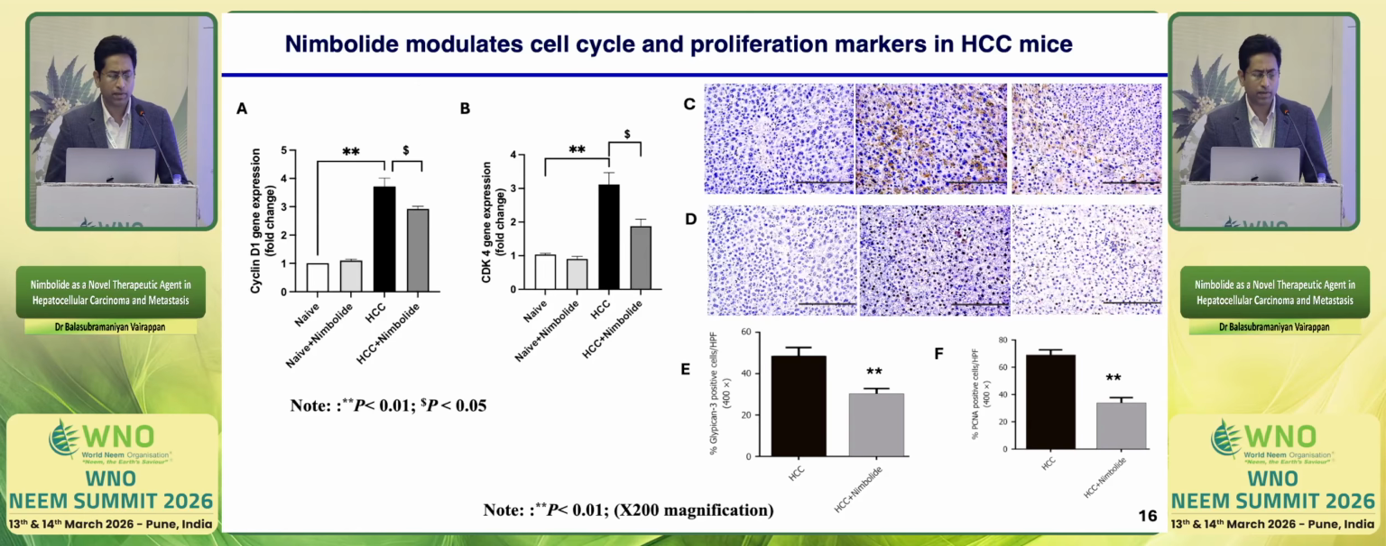Furthermore, we also looked at the cell proliferation markers cyclin D1, CDK4, glypican 3 and PCNA in HCC mice. The cyclin D1 and CDK4 increased in HCC mice were significantly reduced by nimbolide, and you can also see more positivity of glypican 3 in HCC mice, which is significantly reduced by nimbolide. Similarly, we also observed the PCNA immunohistochemistry results.